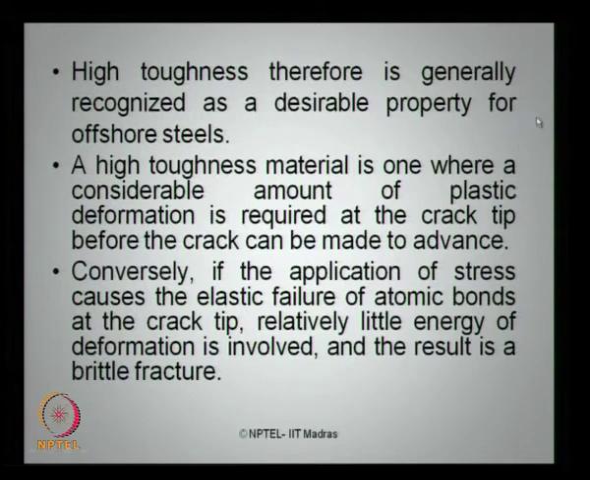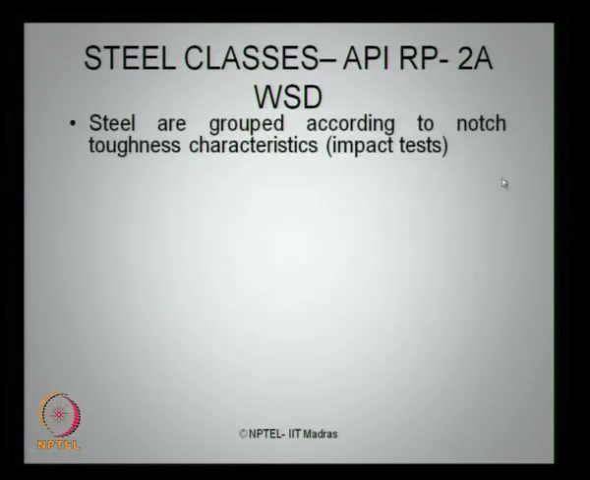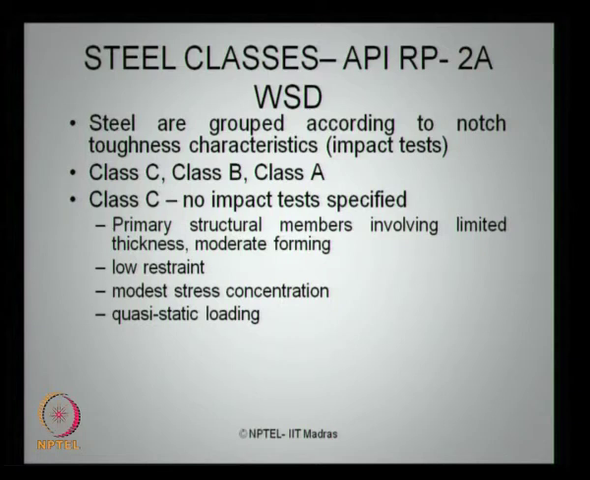is recommended by API RP 2A. Steel classifications based on API RP 2A WSD further say steel can be grouped based on the notch toughness characteristics from impact tests: class C, class B and class A. For class C, no impact tests are specified. Primarily structural members involving limited thickness and moderate forming can use class C. Low restraint, modest stress concentration and quasi-static loading are the specific probable areas where this kind of steel can be recommended for offshore application.